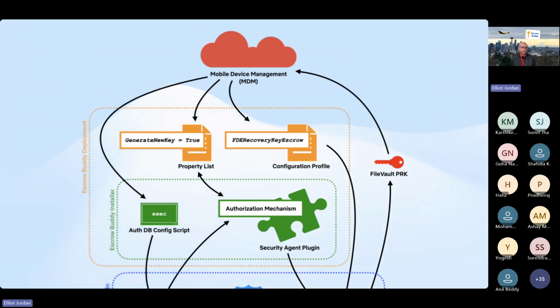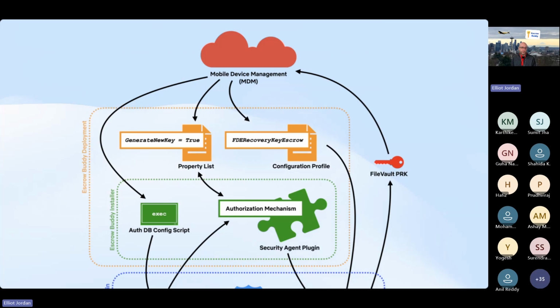And then the other plist, the one on the left there, is a plist created with the defaults command, not deployed via MDM, that tells Escrow Buddy that key regeneration is needed at next login on this Mac. So the green is Escrow Buddy and the orange is deployment of Escrow Buddy in the package.